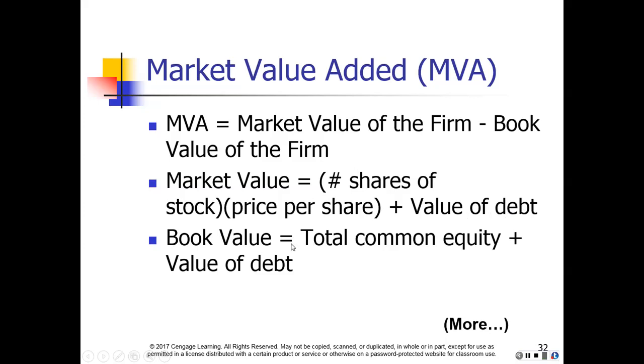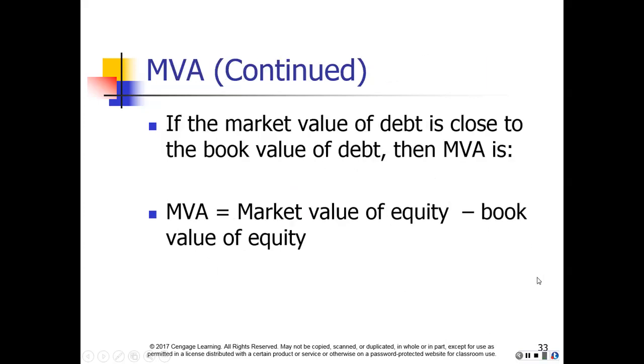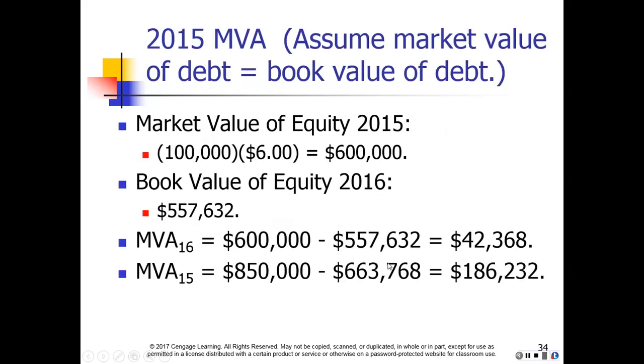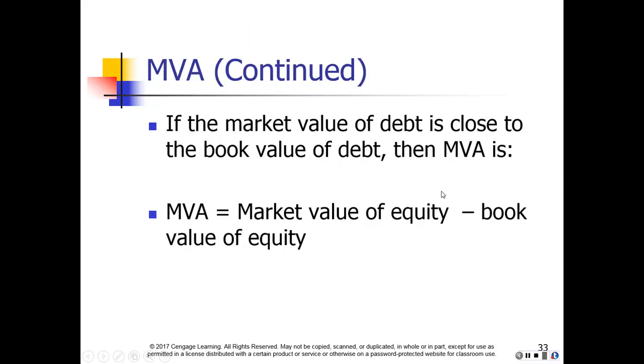And of course, book values come from the balance sheet. You can look at the total asset side, or you could look at the equity and debt side: total common equity plus the value of the debt. So if the market value of debt is close to the book value of debt, then the MVA, market value added, is market value of equity minus book value of equity.